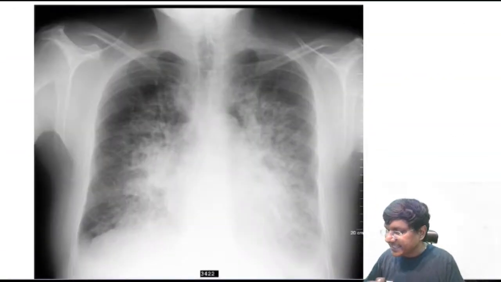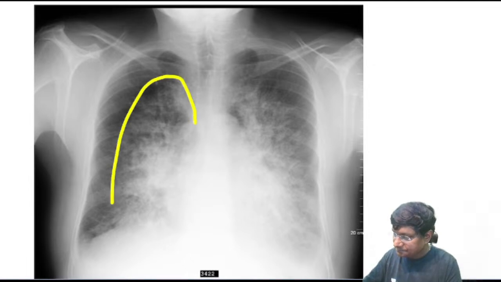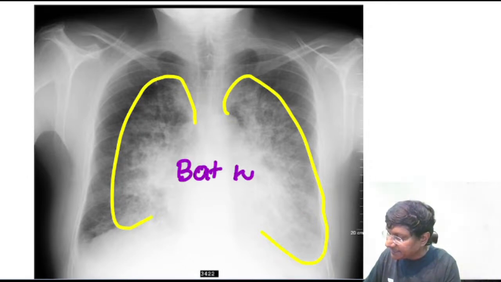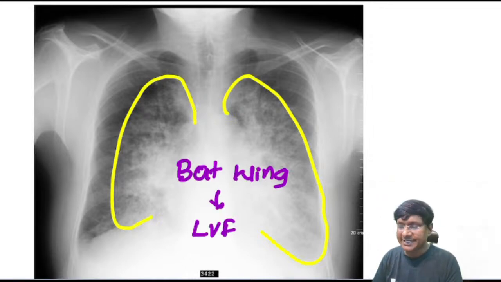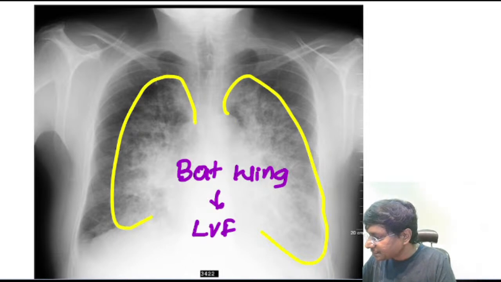Can anyone identify what exactly is the abnormality in this X-ray? Yes. So this is nothing but the characteristic bat wing appearance. So where do you have this bat wing appearance? That is in patients with left ventricular failure. So we are done with ARDS, the acute respiratory distress syndrome.